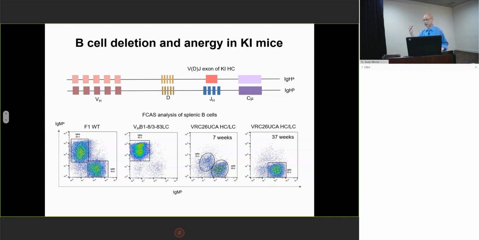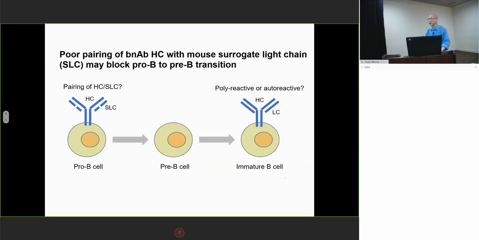So here is pretty much the worst example. Most of the knock-in mice expressing bnAbs are somewhere in between, but most of them have some problem. So we've been trying to figure out why you have this problem and how you can solve it. We found several potential reasons, though we haven't proven that they're the real cause.